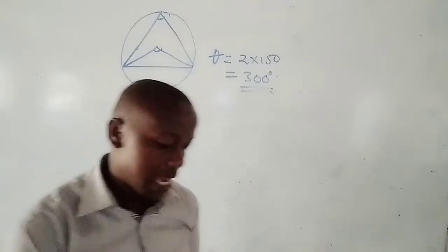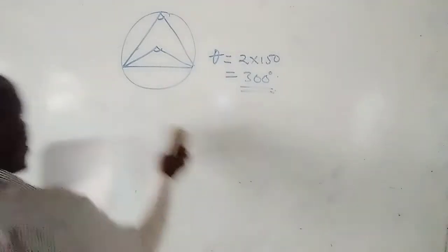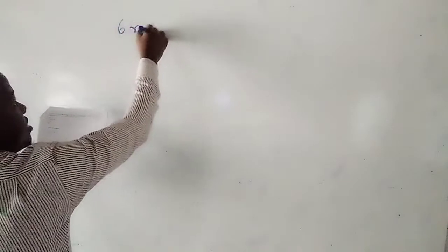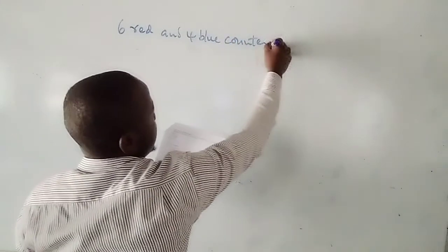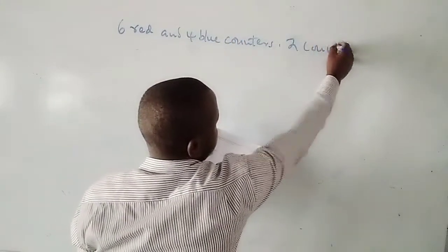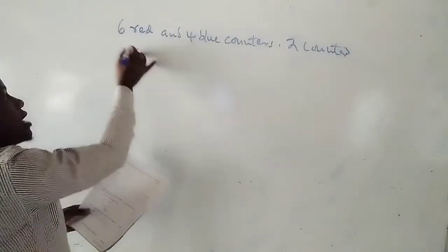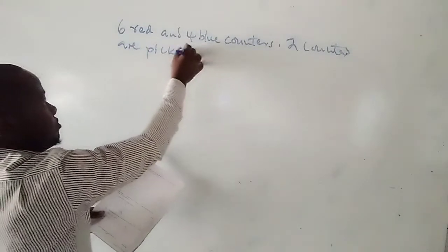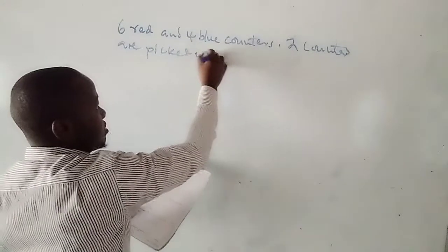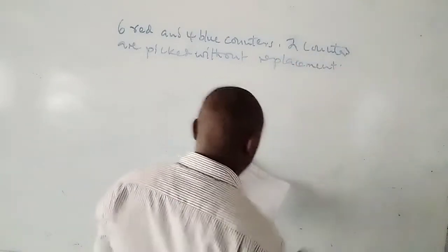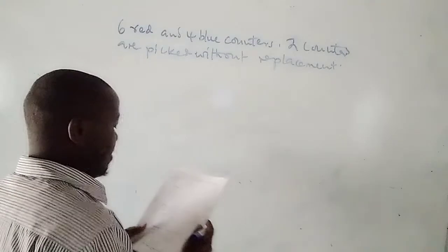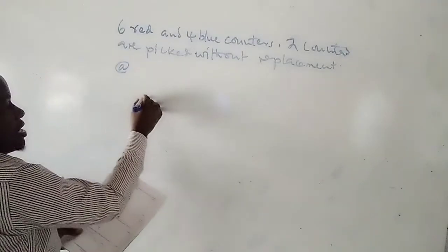A bag contains 6 red counters and 4 blue counters. 2 counters are picked at random without replacement. Represent the events on a tree diagram.